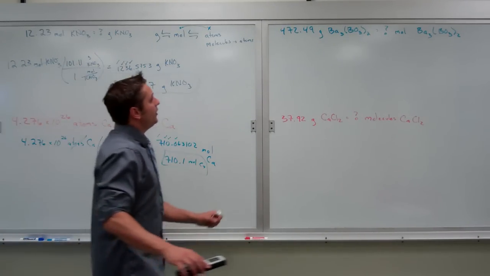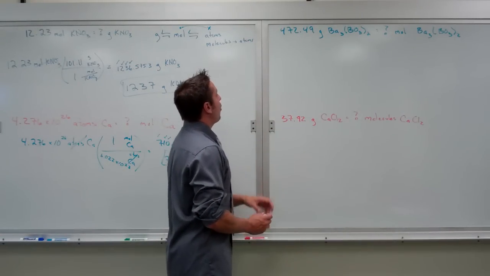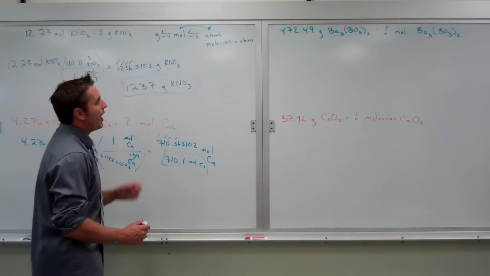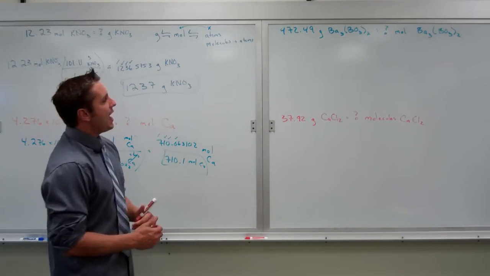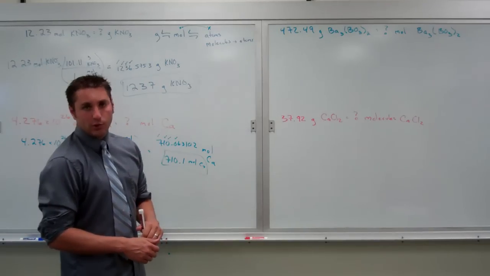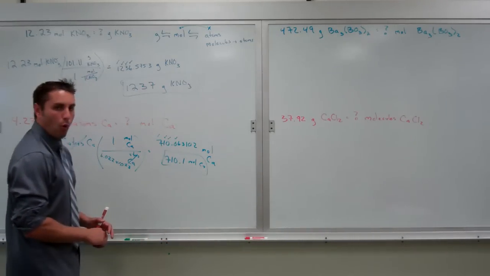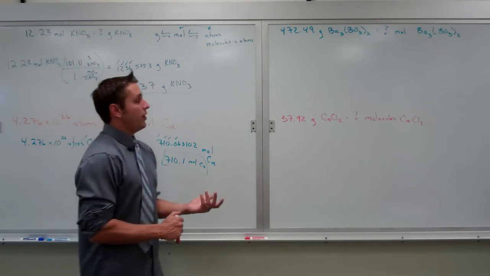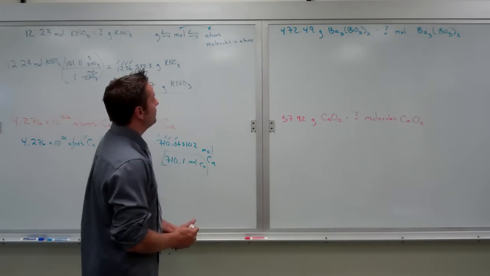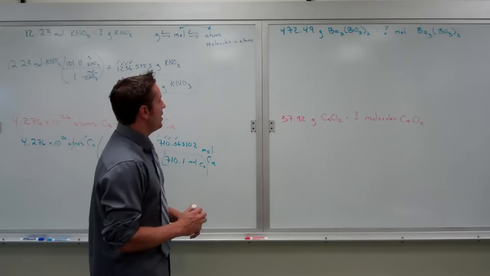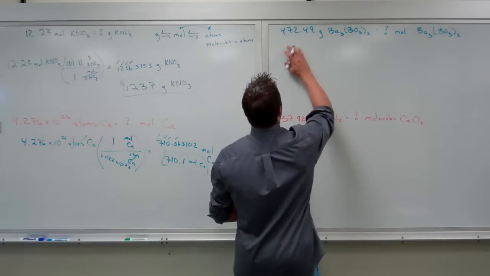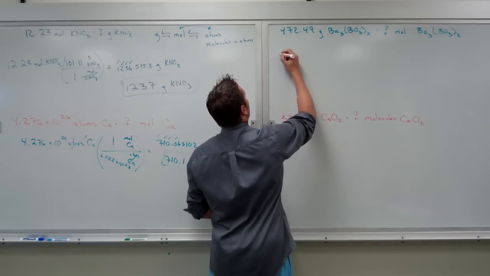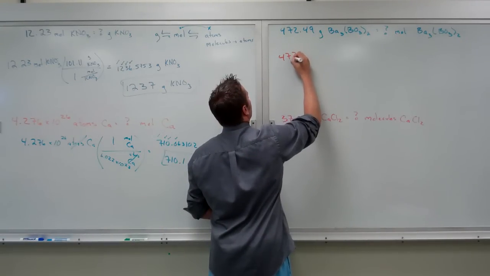Third problem over here is taking 472.49 grams of Ba3(BO3)2, which is called barium borate, and converting it into moles of barium borate. So we're going to try to do the same thing here. Take a look. You've got the number you're given.